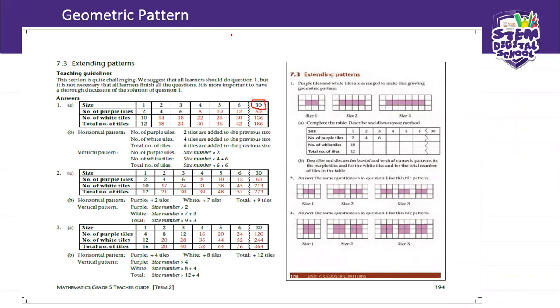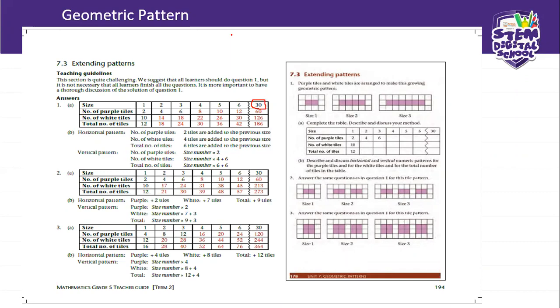All right. Not really. I do hear where you're coming from, but it's not what we're really looking for. To get the answer, you times the number by 2. For example, 1 times 2 will give you 2. To get the number of purple tiles, all you do is multiply the size number by 2.